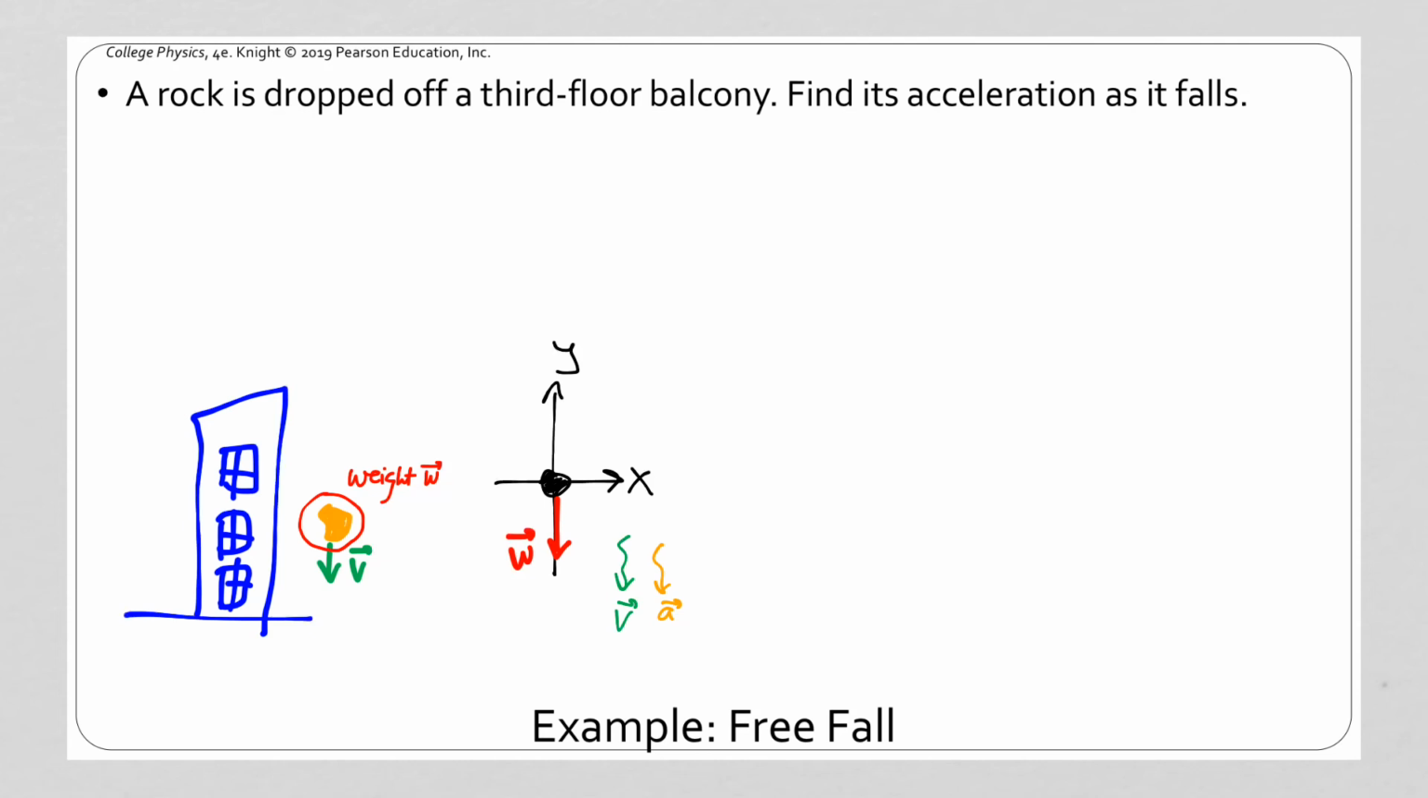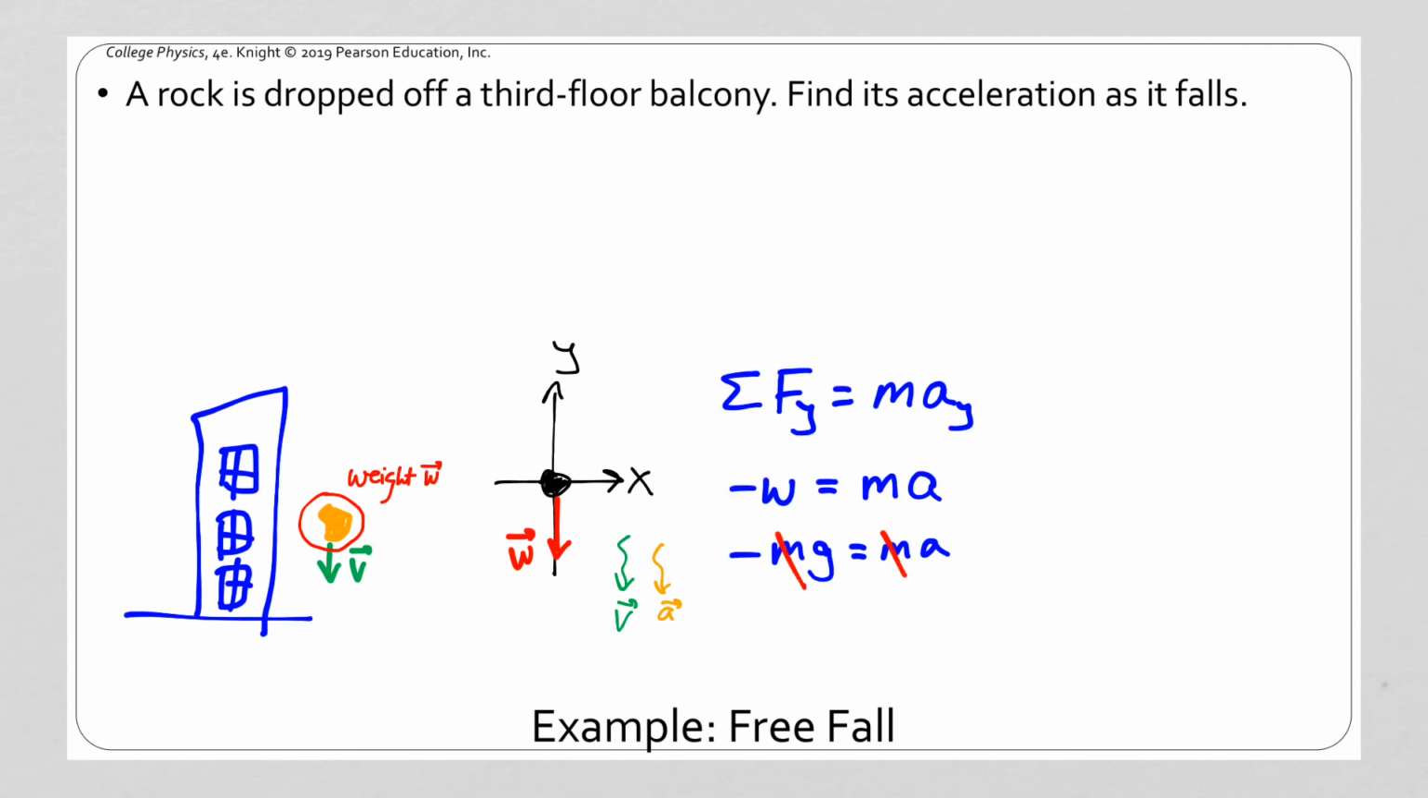And so we can come up with the equation here that the sum of the forces in the y direction is mass times the acceleration in the y direction. The force in the y direction is the weight, which is downwards, and that's mass times the acceleration in the y direction. We have an equation for weight. It's mg. And we said that our gravitational mass and our inertial mass are the same thing. Those cancel. And what we find here is that the acceleration of our rock is negative g, which means that the rock is in free fall. So that's what we expect.